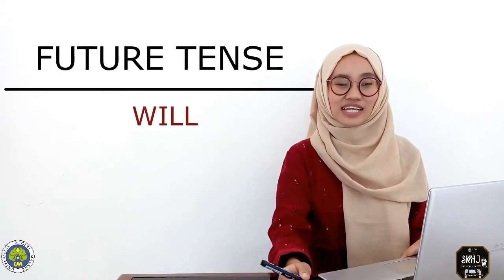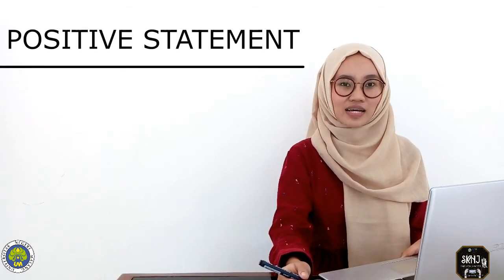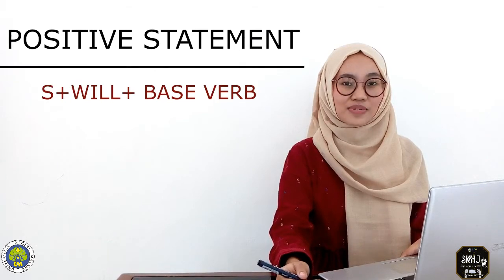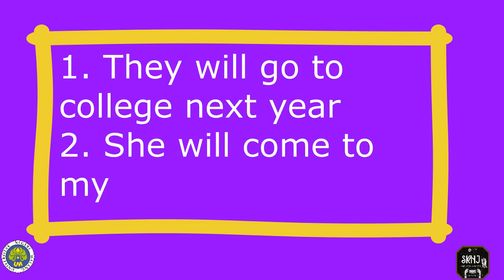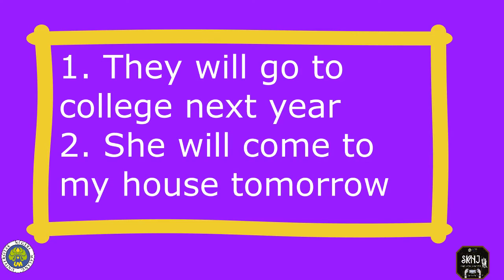To make a positive sentence in future tense using will, the pattern is subject plus will plus verb in the base form. The examples are: they will go to college next year and she will come to my house tomorrow.